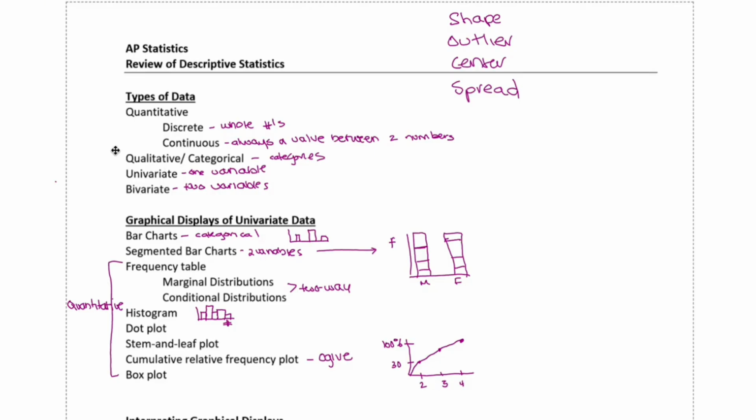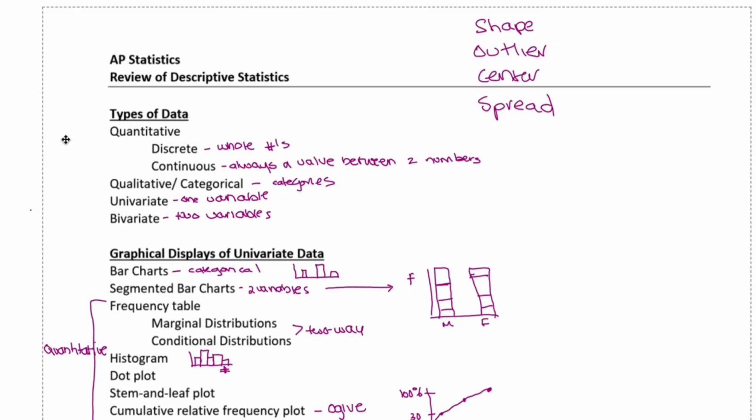And in quantitative data, we also have two categories, which are discrete and continuous. Discrete means whole numbers and continuous means always a value between two numbers. So for example, between 2 and 3, you will have 2.1, 2.14, 2.147, etc. Qualitative or categorical data is when you group the data into categories, so it cannot be measured numerically. For example, you can categorize the colors of hats by red, blue, yellow, things like that.